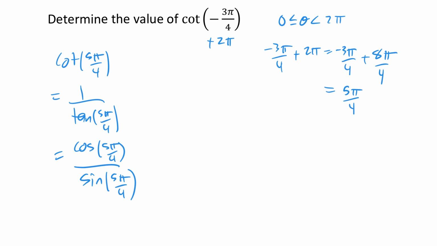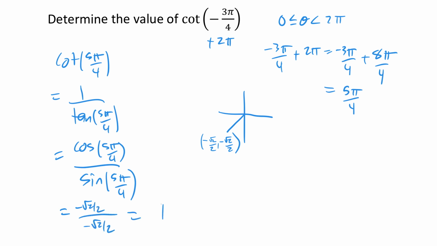Now, if you have your unit circle handy, that's really good. If not, you can always do a little rough sketch. So here we're going to have 5 pi over 4. It's a little more than pi. It's going to be down here. And at 5 pi over 4, the coordinate is negative root 2 over 2, negative root 2 over 2. So that's going to give us cos equal to negative root 2 over 2. Sine equal to negative root 2 over 2, which are both the same number, so they cancel out, leaving you with just a positive 1.